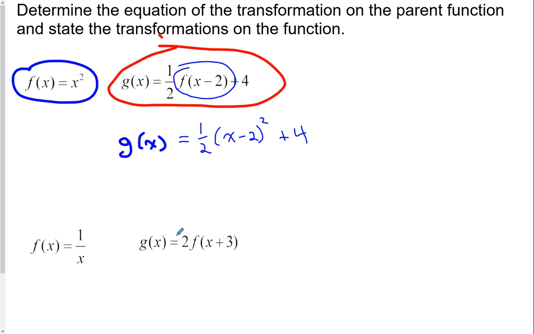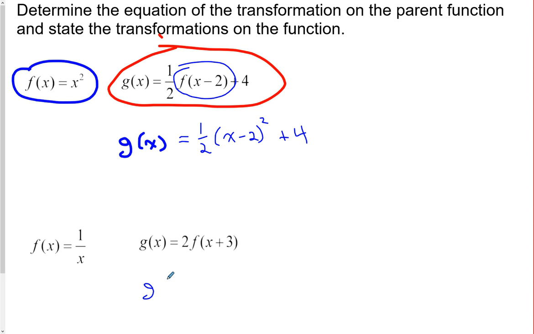Let's describe our transformations. First one, multiply all your y values by 2, so vertical stretch by a factor of 2. And move 3 units left, in the negative direction. Okay, so let's write our function.